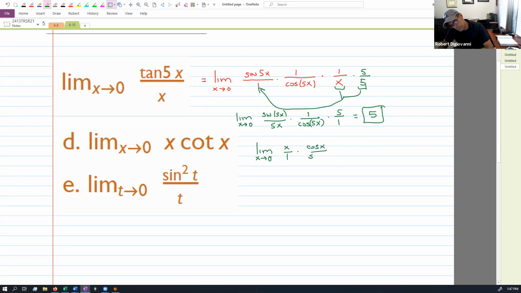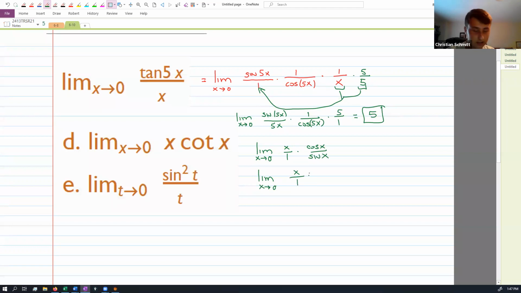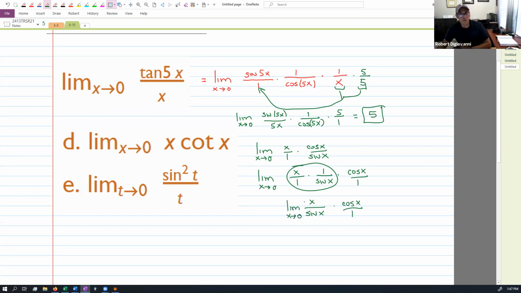And then I split that up further. So it would be x over 1 times 1 over sine x, and then cosine x over 1. And then I combined the first two, which gives us the rule, which is 1, and then cosine x over 1, which is also 1, I believe. Yes, good, perfect. So the answer just ends up being 1. Good. Anyone have a question on that one?